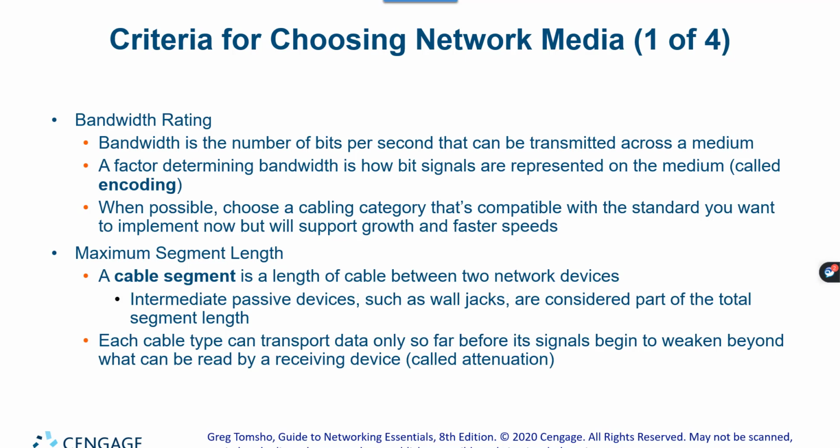We also need to look at the encoding of the signals. Are we going to encrypt the data? How are we going to send the signals across the medium? When possible, choose a cabling category that's compatible with the standard you want to implement now, but will support growth at faster speeds. Like I said, you want to make it so that their network doesn't become obsolete because of future bandwidth needs. If that makes any sense.